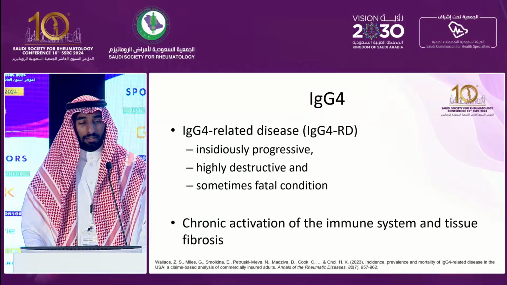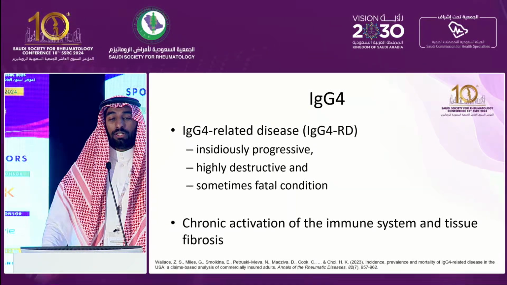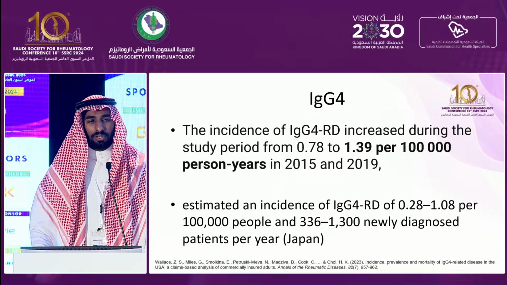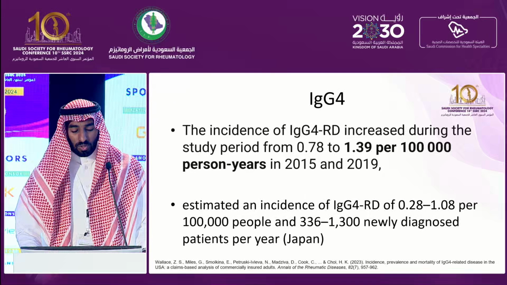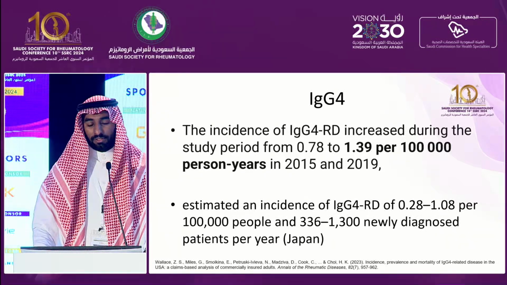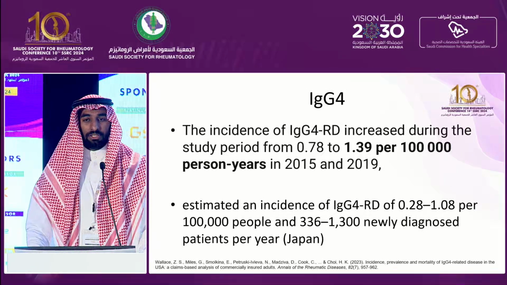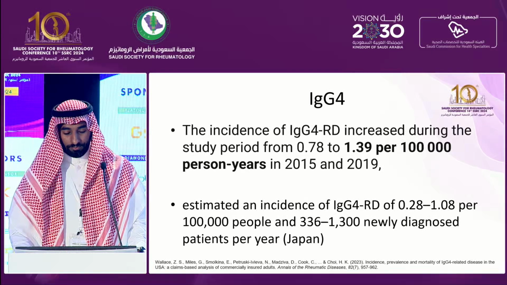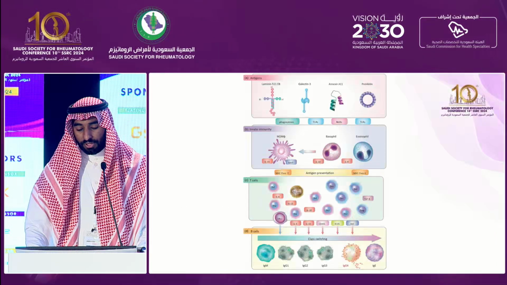The main characteristic of this disease is chronic activation of the immune system and tissue fibrosis. In several studies, the estimated incidence was around 0.78 to 1.39 per 100,000. And in Japan, another study showed comparable results. So what happens in IgG4 related disease?